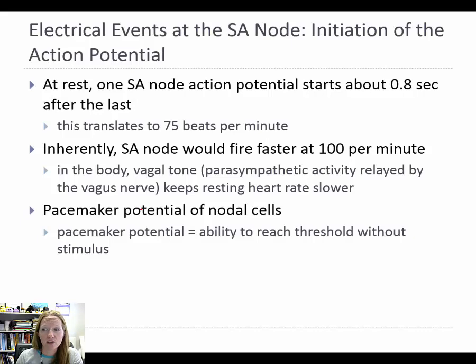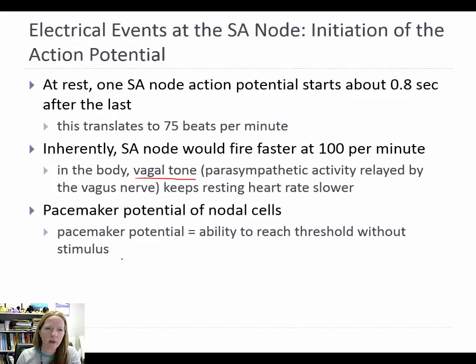Inherently, the SA node would be a little bit faster. It would fire at about 100 per minute. But remember that we have the parasympathetic innervation that's going in via the vagus nerve and telling it to slow down. That's called vagal tone. Vagal tone is going to go in and set the heartbeat at a slower rate than what would normally fire off. So that's what we have here, this pacemaker potential, which is how you have these pacemaker cells that have the ability to reach their threshold without a stimulus.